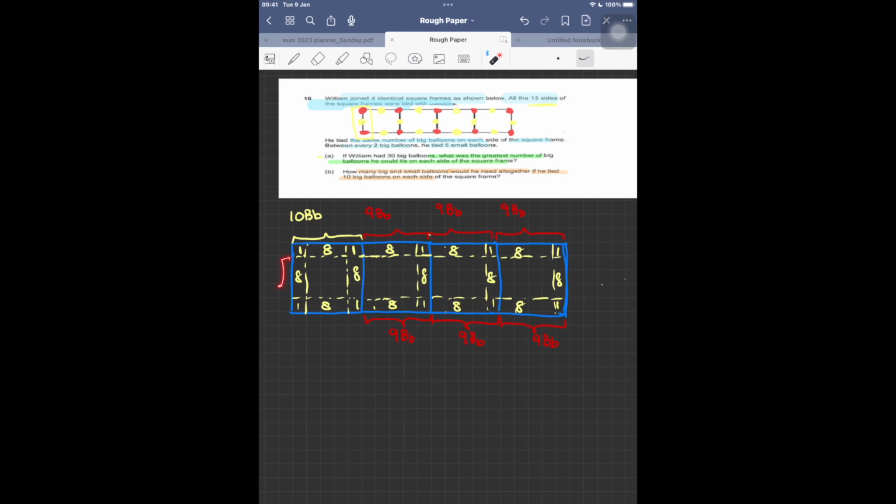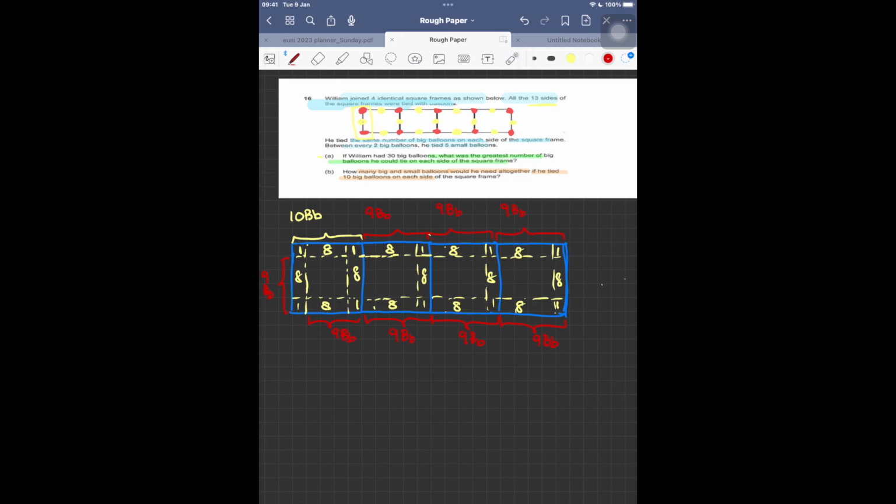This one is already counted inside these 10 big balloons, so I don't want to double count it. So over here is likewise also 9 big balloons. This side here also the same. Here supposed to be 10 big balloons, right? But over here, I already count into these 9 big balloons. So all I need is to count from here to here. Okay, 9 big balloons.